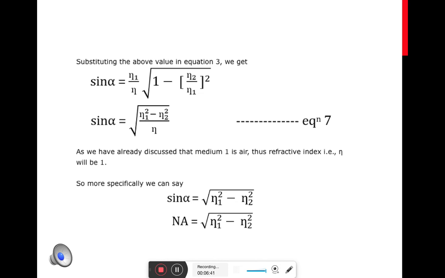The numerical aperture NA is equal to square root of n1 square minus n2 square, and the acceptance angle alpha is equal to sine inverse of square root of n1 square minus n2 square. Why are we reducing like this? Because numerical aperture and acceptance angle are interrelated. If you know the refractive index of the core and the refractive index of the cladding, you can find the numerical aperture, that is NA is equal to square root of n1 square minus n2 square, where n1 is the refractive index of the core and n2 is the refractive index of the cladding. And you can also find the acceptance angle, that is alpha is sine inverse of square root of n1 square minus n2 square.